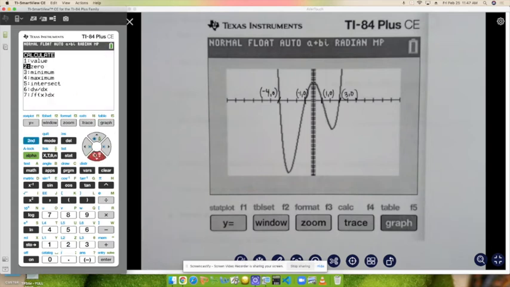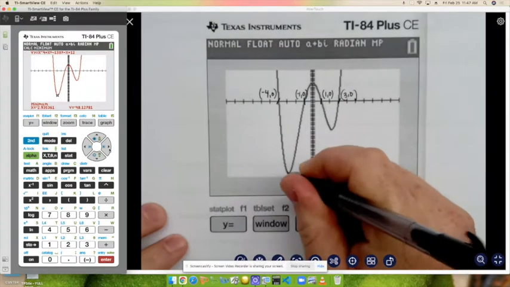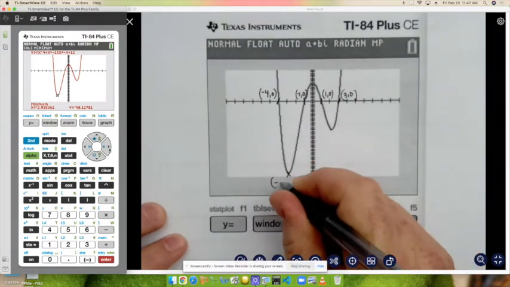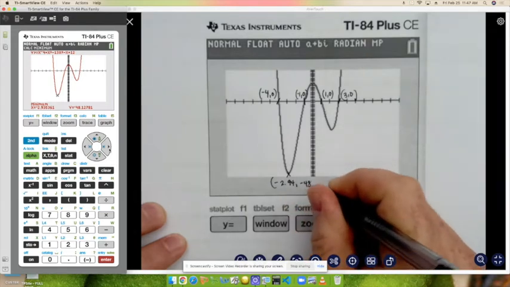I'm also going to need to grab the minimum and maximums. So let me go take a minute and calculate the minimum value down here, the minimum of that chunk. My calculator tells me that that minimum is -2.94, comma, -48.13.